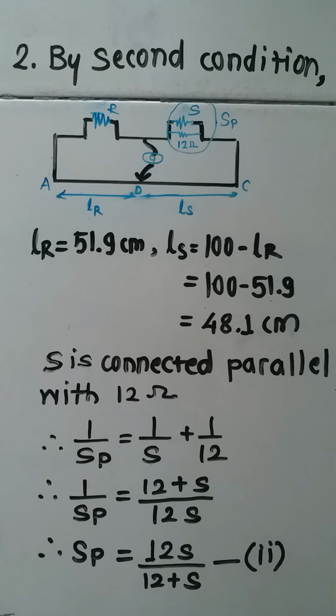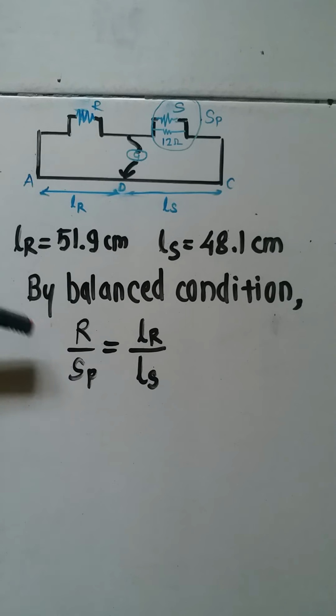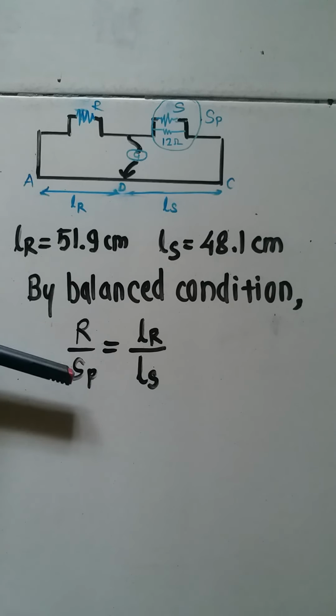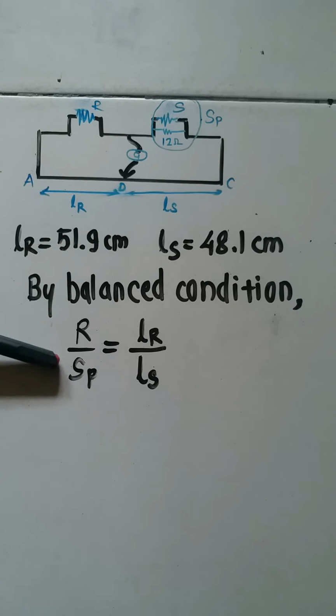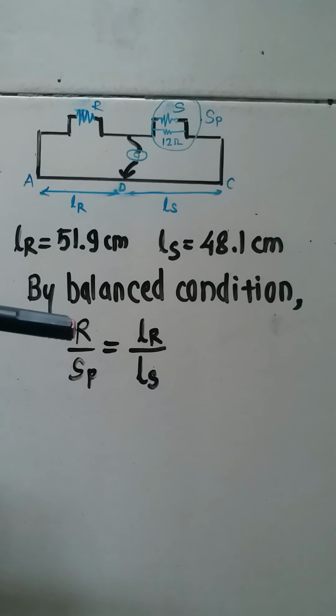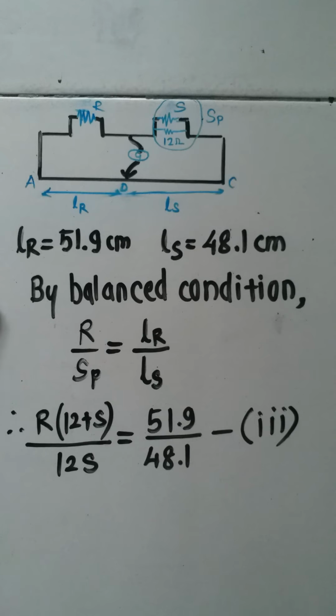Now take balanced condition. We can write R upon SP is equal to LR upon LS. Now substitute values of SP, LR and LS, and we get R (12 plus S) upon 12S is equal to 51.9 upon 48.1. Let this be equation 3.